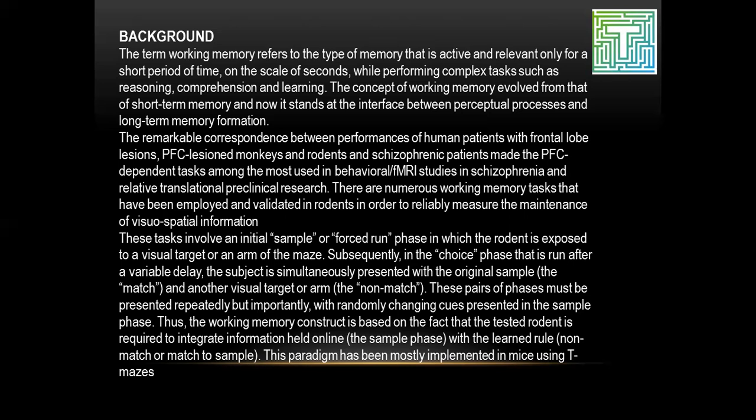There are numerous working memory tasks that have been employed and validated in rodents in order to reliably measure the maintenance of visuospatial learning. These tasks involve an initial sample or a forced run, like I told you about, with delayed reinforcement, in which the rodent is exposed to a visual target or an arm of the maze. Subsequently, there are two choices, a choice phase and a forced run. Thus, the working memory construct is based on the fact that the tested rodent is required to integrate information held online with the learned rule.